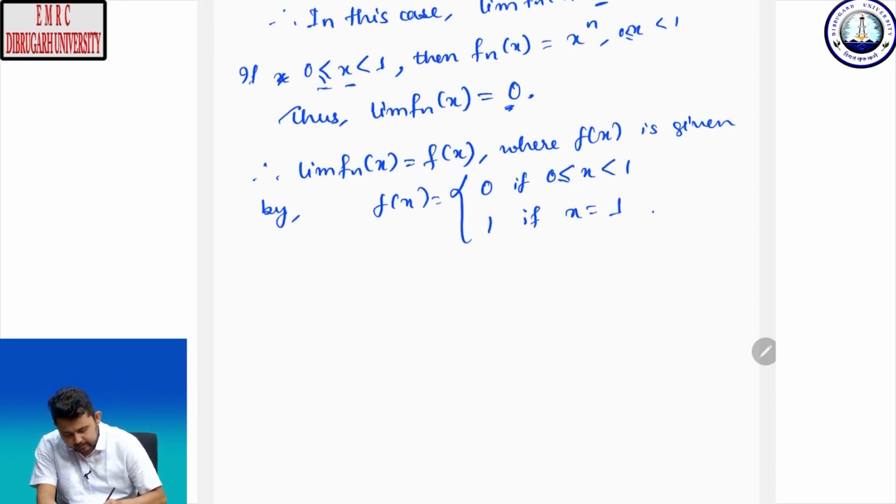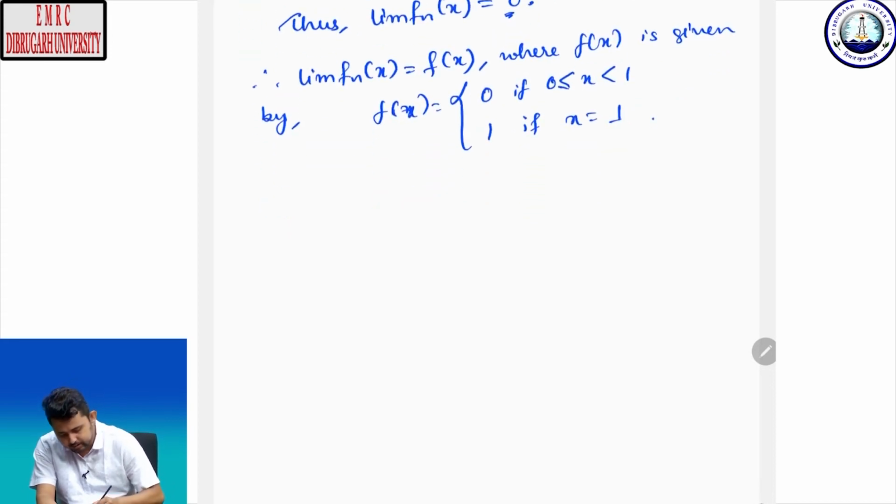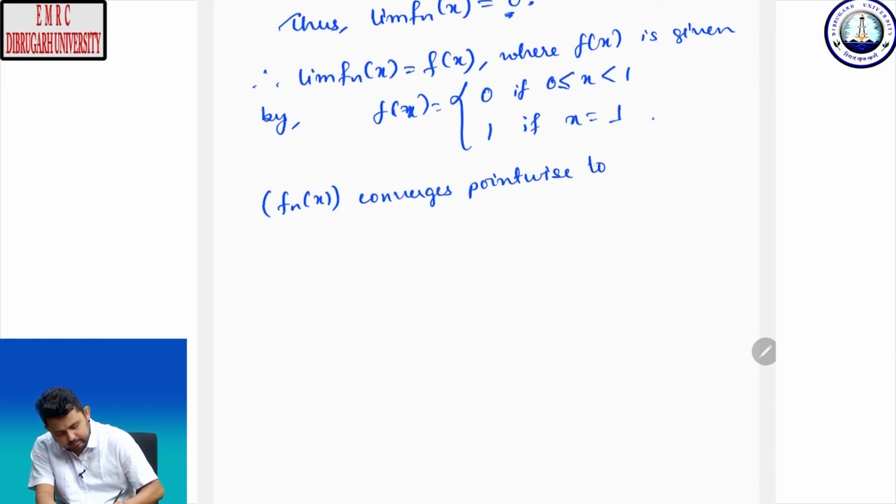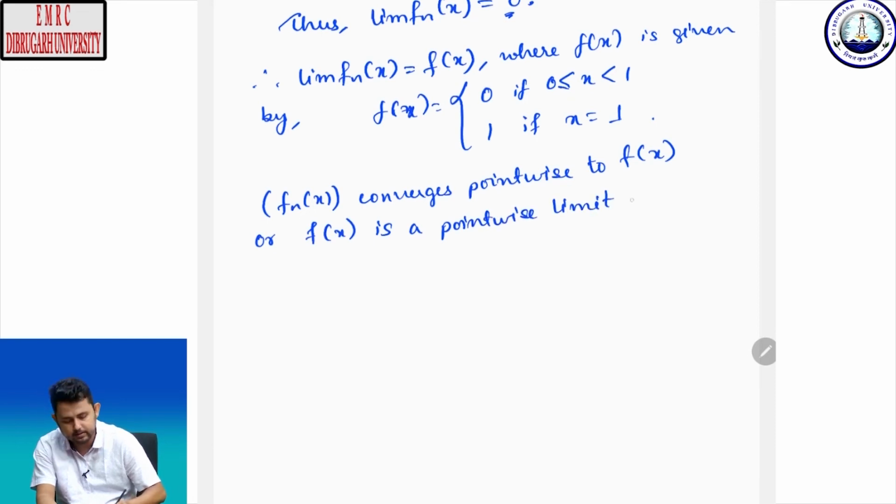So, that means we can also say here, we can write that the sequence of functions fn converges pointwise to the function f(x), or we can say that the function f(x) is a pointwise limit of the sequence fn(x), or as already written, we can also write that limit of fn(x) equals f(x).